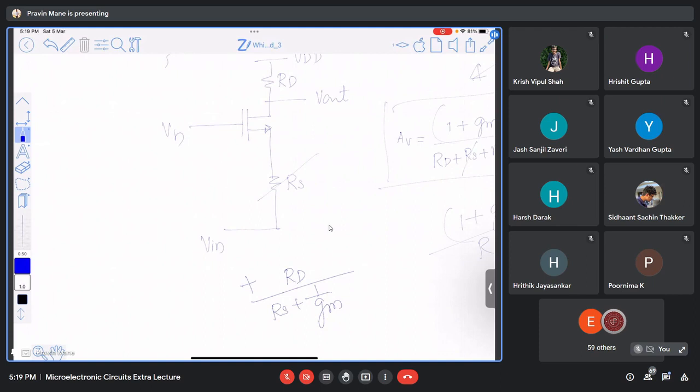What is the input impedance of this? Seen by V_in in this case, in the absence of r_o, what is the input impedance?